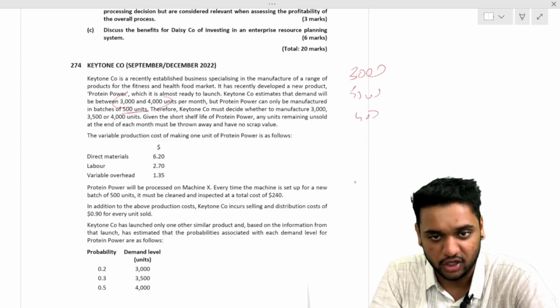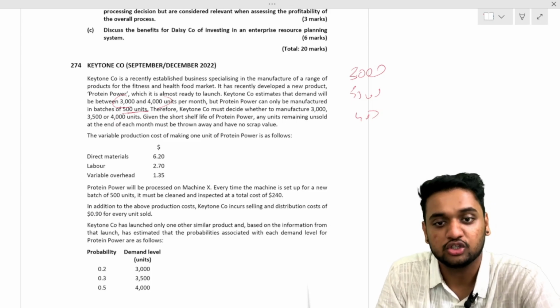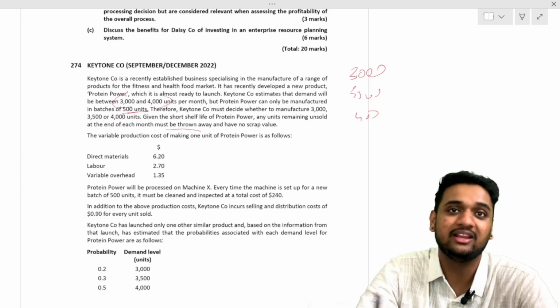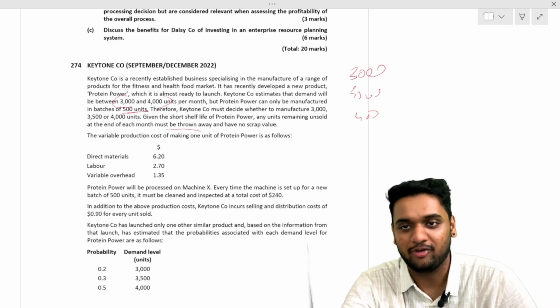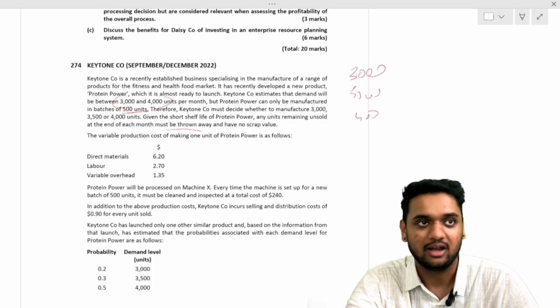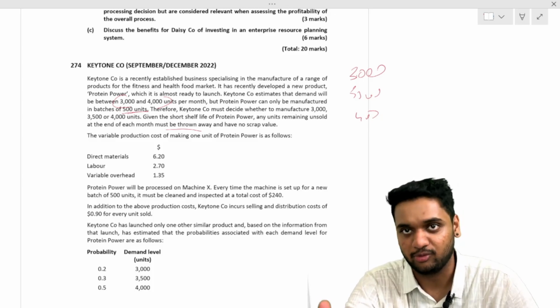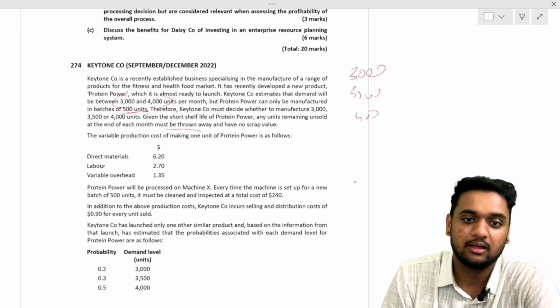Given the short shelf life, any units remaining unsold at the end of each month should be thrown away. Why have they given this? Because you will come tomorrow and tell, if I manufacture 4000 today and it doesn't sell today, I'll keep it in the fridge and sell it tomorrow. But that can't happen. If you manufacture today and it doesn't sell off today, it is waste.